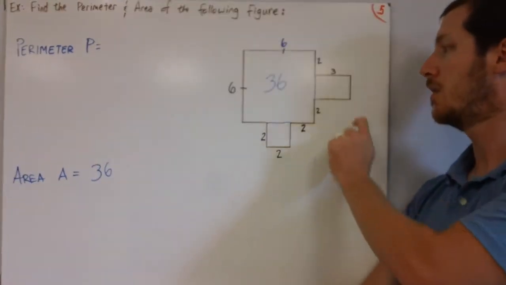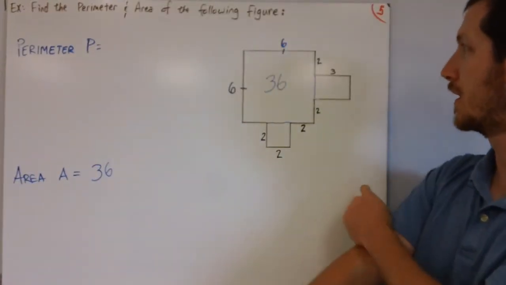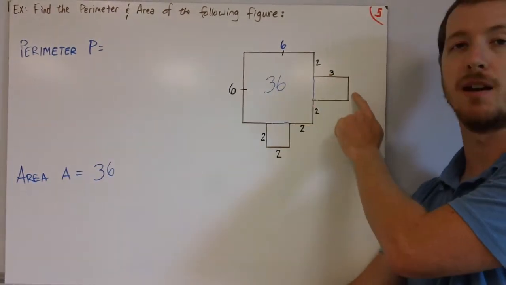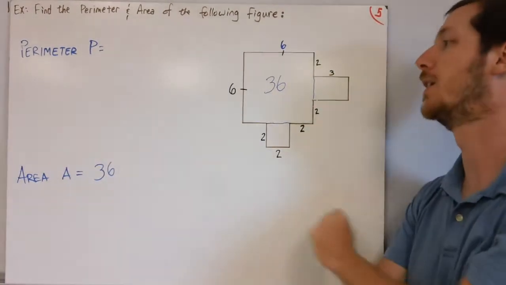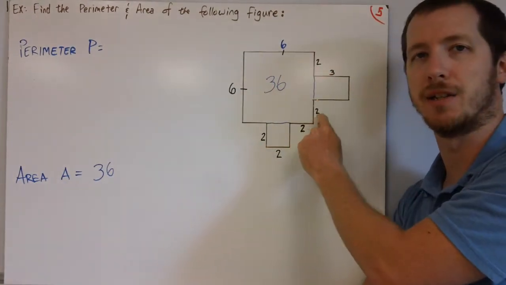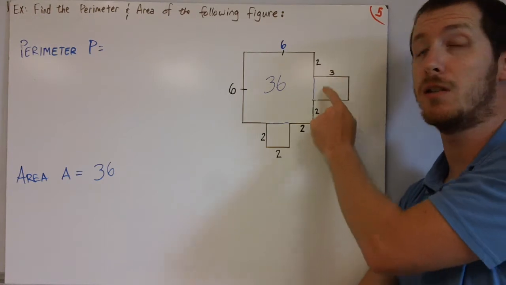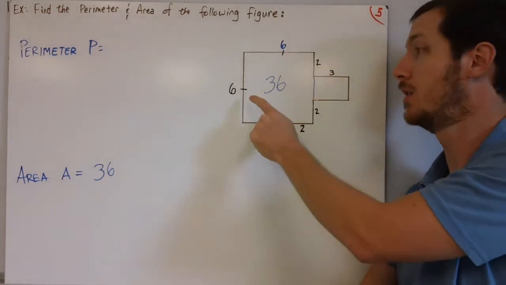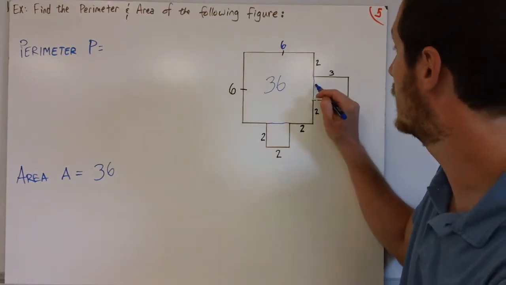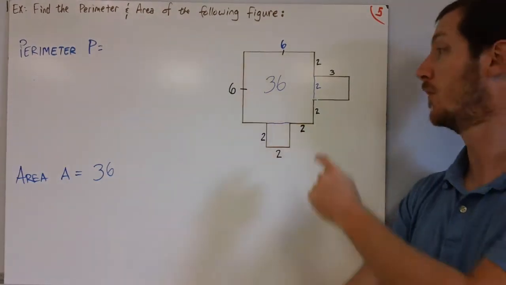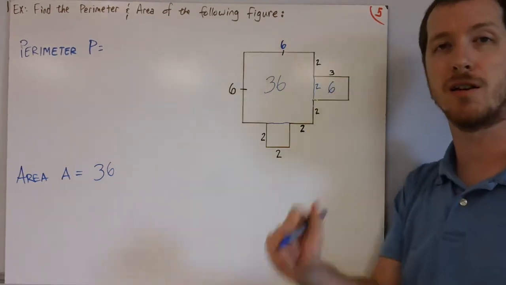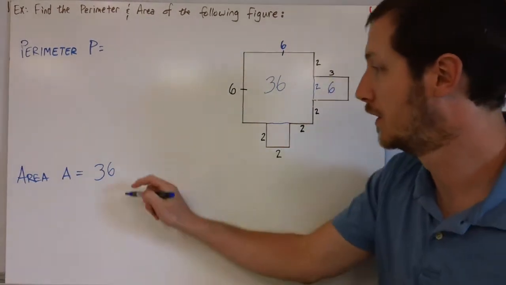This one over here looks like a rectangle. So let's see, we've got this side is 3. We don't know this side, but I'll bet we can find it. This whole side has to be 6. We've got 2 of it here, 2 of it here. So 6 take away 2 is 4, take away 2 is 2. So this little piece right here is 2. We have a 2 by 3 rectangle. 2 times 3 is 6. So the area of that rectangle is 6.